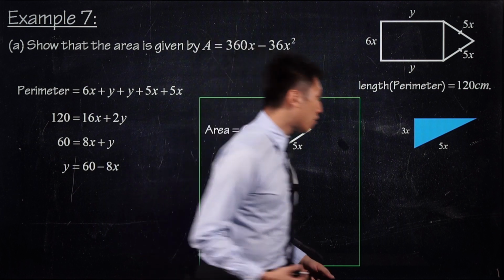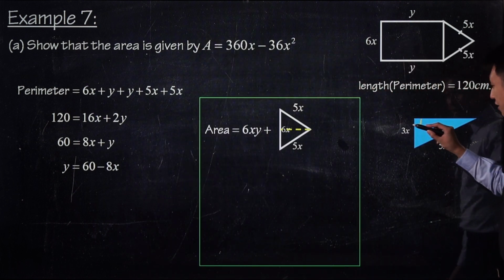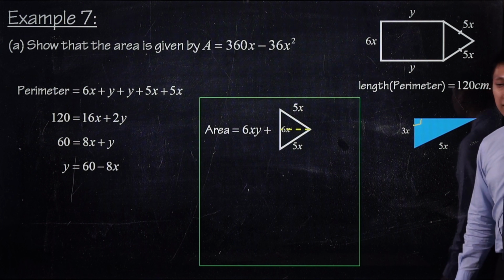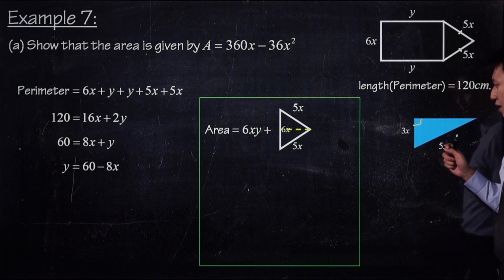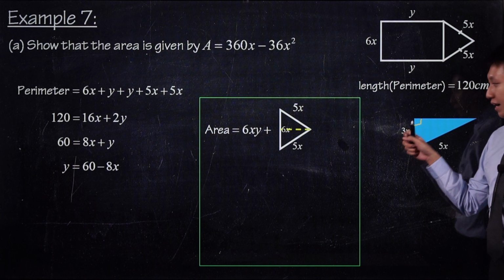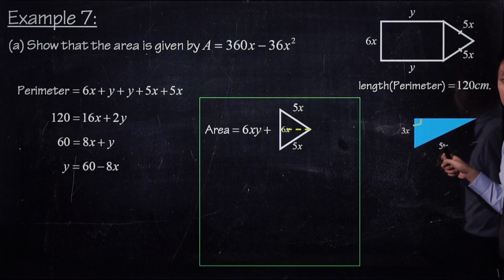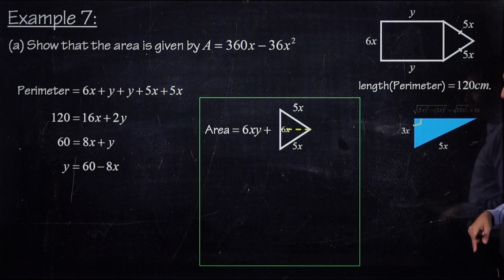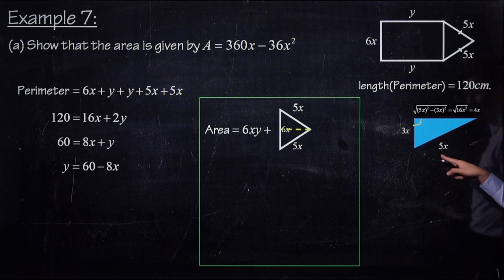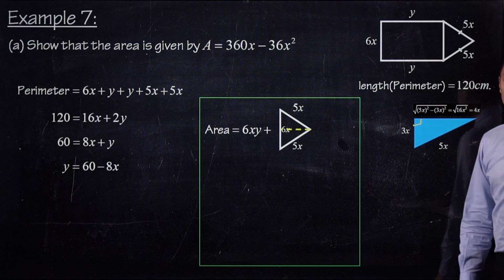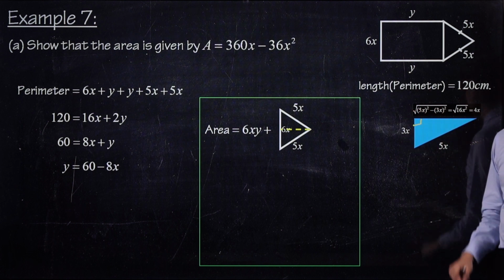But why is that 4? Because this is a right triangle and you should use Pythagoras' theorem. Pythagoras' theorem tells you what? This thing squared minus this thing squared is equal to this thing squared. Or like normally, a squared plus b squared is equal to c squared. So here will be the square root of 5x the whole thing squared minus 3x the whole thing squared, which is equal to 4x. You take the square root, it is equal to 4x.